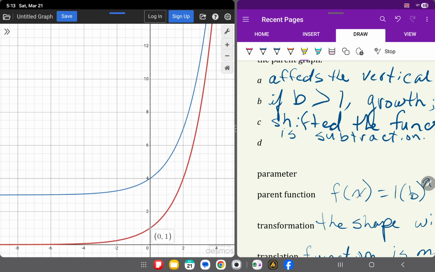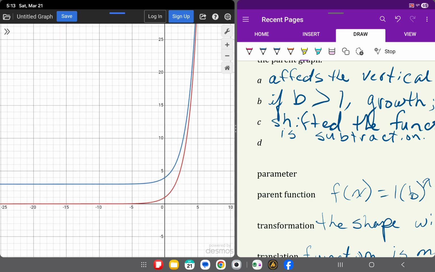Normally we start here at 0, 1, and now we are at 0, 4. It's been shifted up 3 units. So if D shifts it up 3 units when we add 3 to it, what do you think is going to happen if we make it a negative 3? So let's find out.